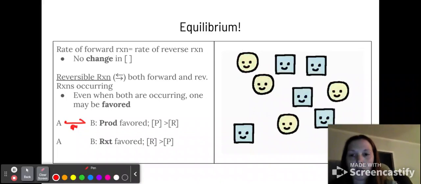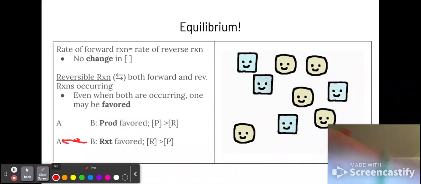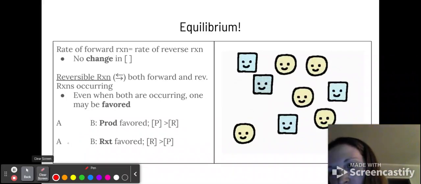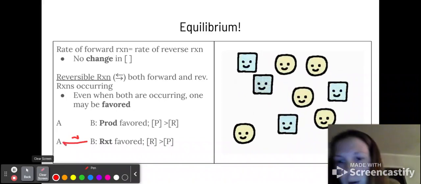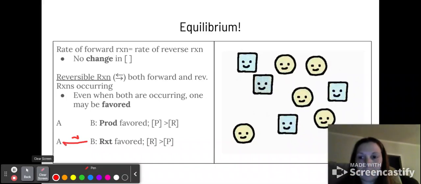So now if you have a reverse favored, if the reverse is favored, you're going to have a very, very big backward pointing arrow.